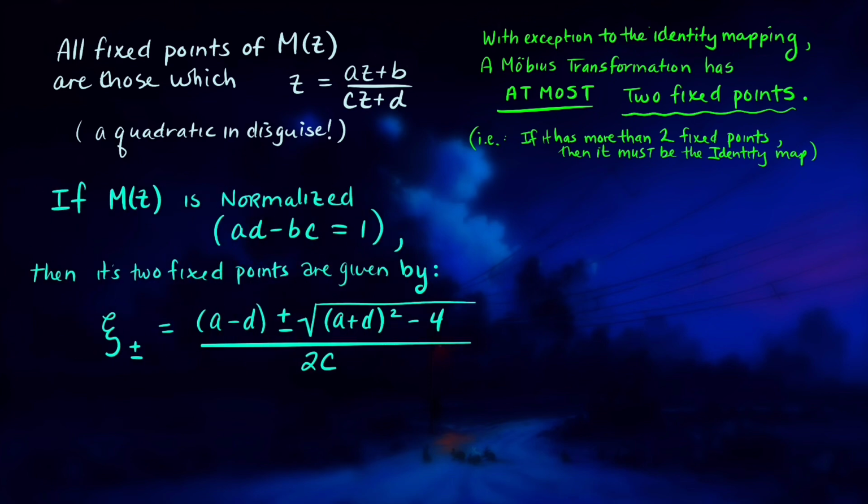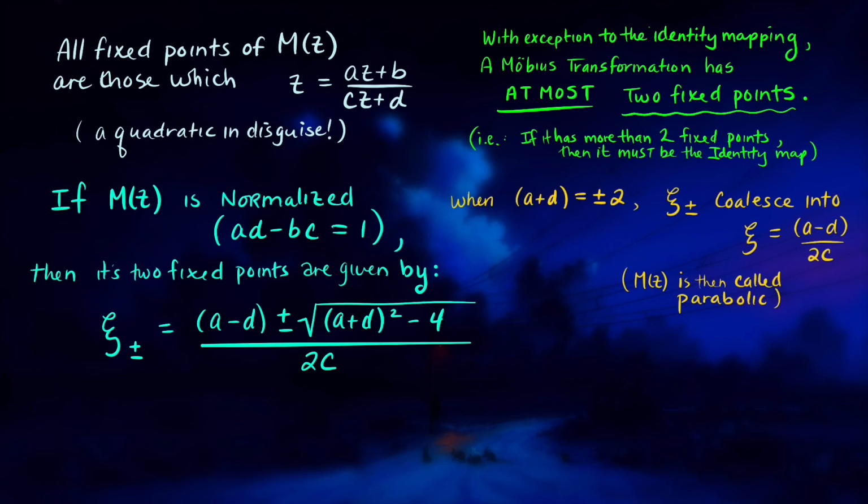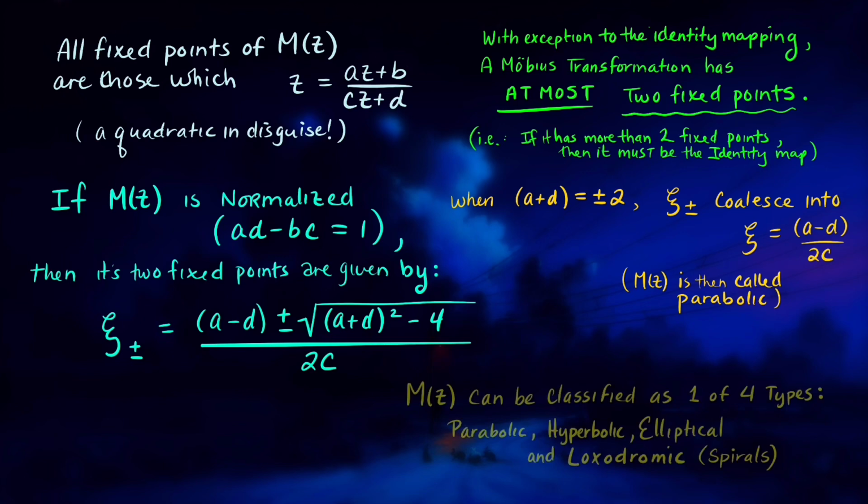So, if the Mobius transformation is normalized, that is, we let AD minus BC equal 1, then this is the formula that helps us find those 2 fixed points. In terms of A, B, C, and D, the formula might remind you of the quadratic formula. And when we have A plus D equal to plus or minus 2, then these 2 distinct points coalesce into a single point, A minus D over 2C, and we call M of Z parabolic. So this allows us to classify Mobius transformations into one of 4 types: parabolic, hyperbolic, elliptical, or loxodromic.